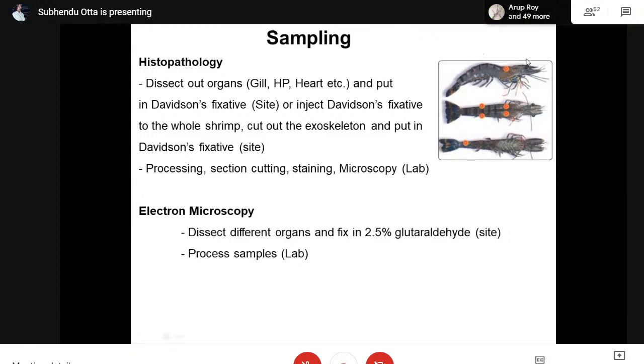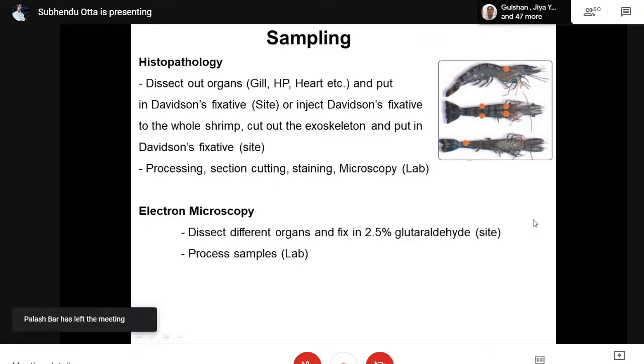So as soon as you get the shrimp, you have to inject fixative on both sides of the hepatopancreas. First you have to fix the hepatopancreas because that is an important organ which undergoes deterioration, as it contains a number of enzymes. Then inject the abdominal middle part and the last part. After that, depending on the size of the shrimps, you can cut out the exoskeleton and put it in the fixative. After 48 to 78 hours, you can go for processing. You can process the tissues, cut the sections, then do the staining and observe under the microscope.